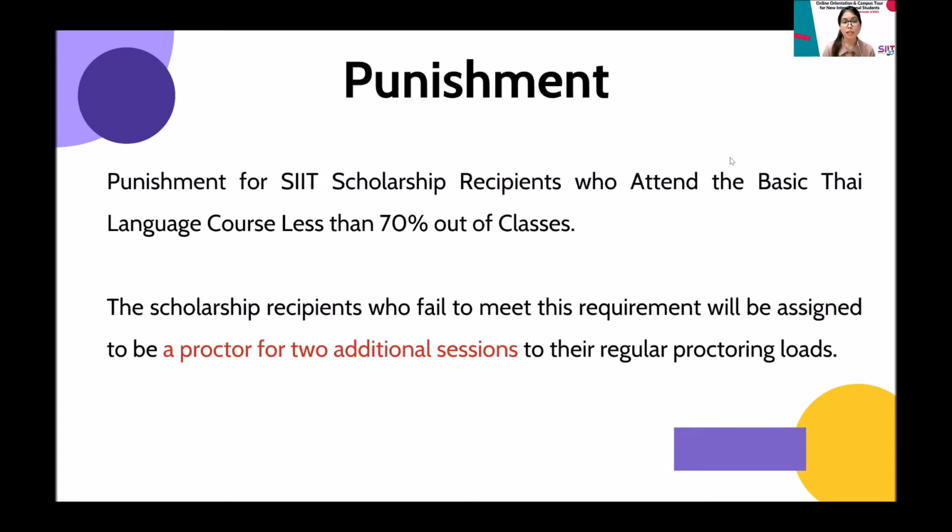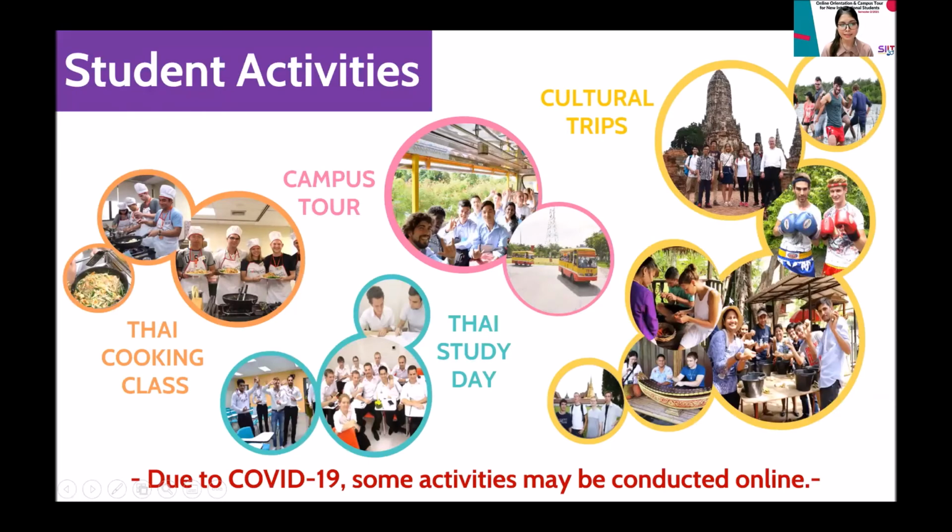So for the scholarship recipients who fail to meet the requirements, the requirement is you have to attend at least 70% of classes. If you cannot meet this requirement, you will be assigned to be a proctor for 2 additional sessions in the next semester. All right. And next, please.